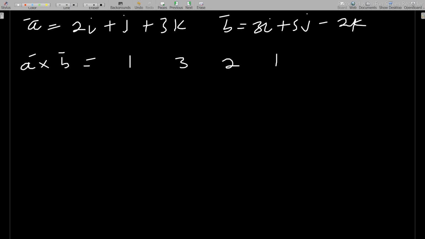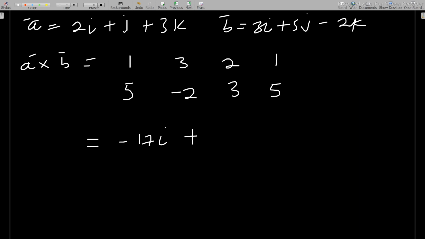The second vector you write from the j component, which is 5, you go to the k, which is negative 2, come to i, which is 3, then come to the 5 again. So now this whole thing is equal to, very simple, this times that minus that. So negative 2 times 1, which is negative 2, minus 5 times 3, which is 15. So negative 2 minus 15 gives you negative 17i.